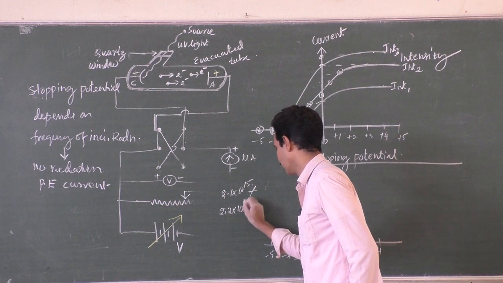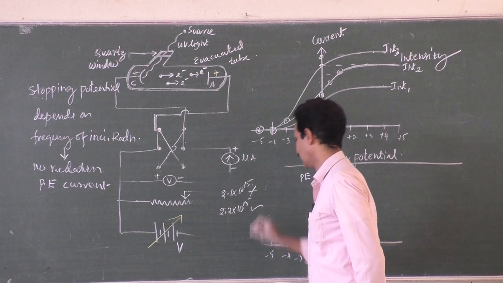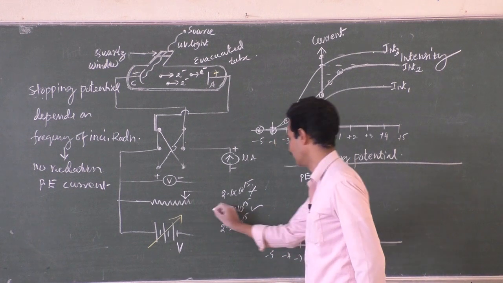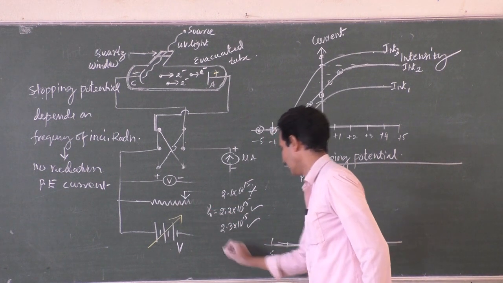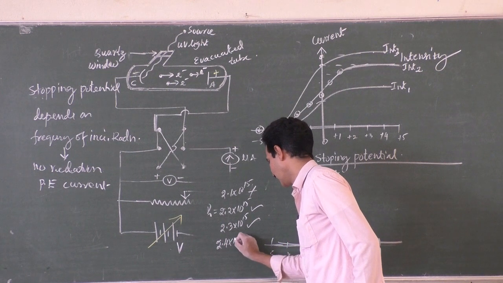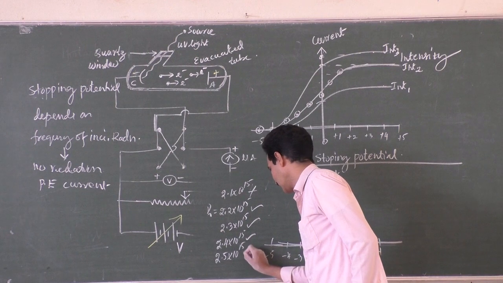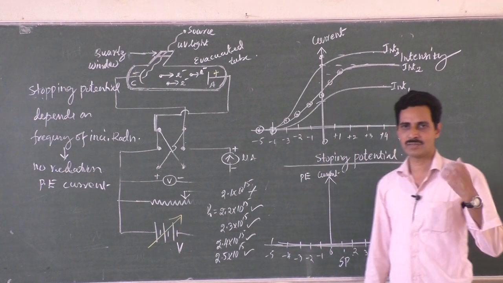2.2 into 10 to the power 15 hertz, photoelectrons are emitted. 2.3 into 10 to the power 15 hertz, more than threshold, this is threshold, emitted. 2.4 into 10 to the power 15 hertz, definitely emitted. So any frequency greater than threshold frequency is enough to remove the electrons.